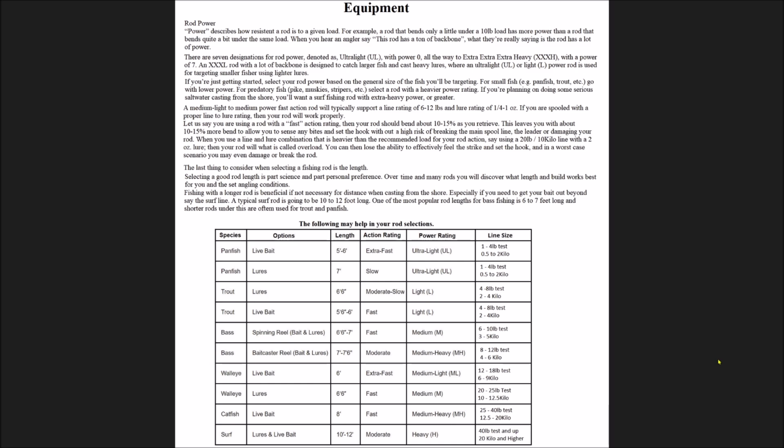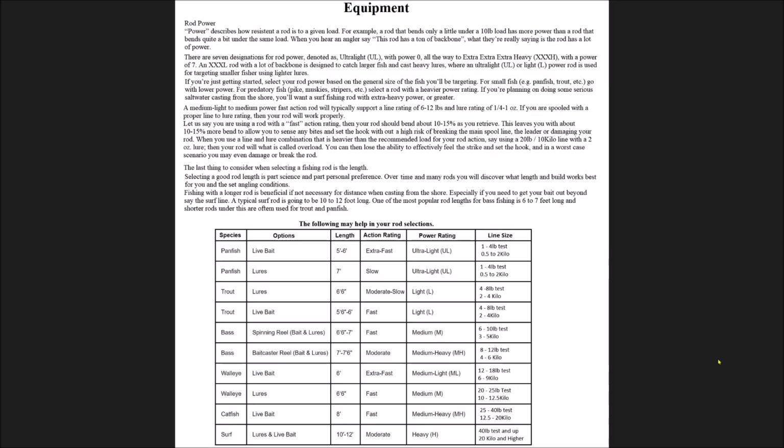If you're spooled with a proper line to lure rating, then your rod will work properly. Let's say you're using a rod with a fast action rating, then your rod should bend about 10 to 15% as you retrieve. This leaves you with about 10 to 15% more bend to allow you to sense any bites and set the hook without risk of breaking the main spool line, the leader, or damaging your rod.